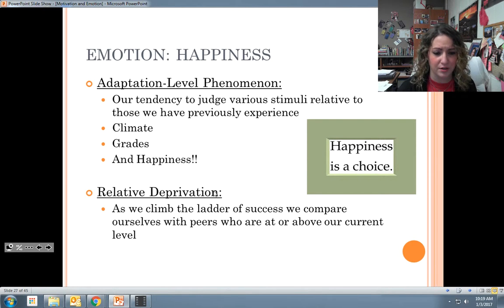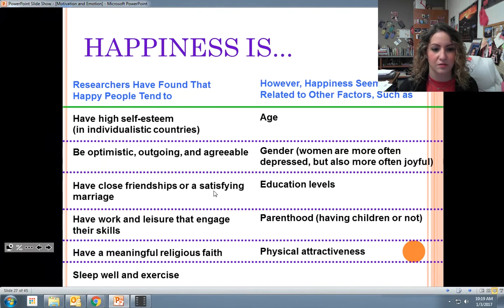And relative deprivation. As we climb the ladder of success, we compare ourselves with peers who are at or above our current level. We do not compare ourselves with someone that's so far above us. Think of the last time you played Kahoot in class. If you were in 5th or 6th place, you were not all that concerned with who was in first. You were concerned with who was right above you, who's in 4th place, who's in 3rd place. That's who you were trying to get to. Whoever is in second to last place, they're not concerned with who's in 1st place. They're concerned with who's right next to them, and that's who they compare themselves to.